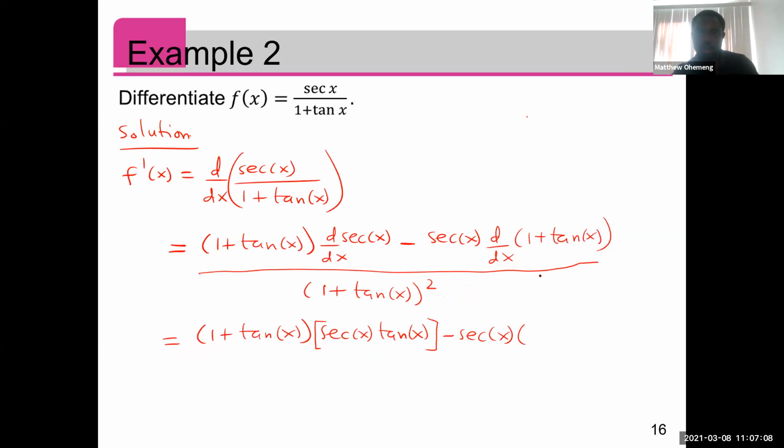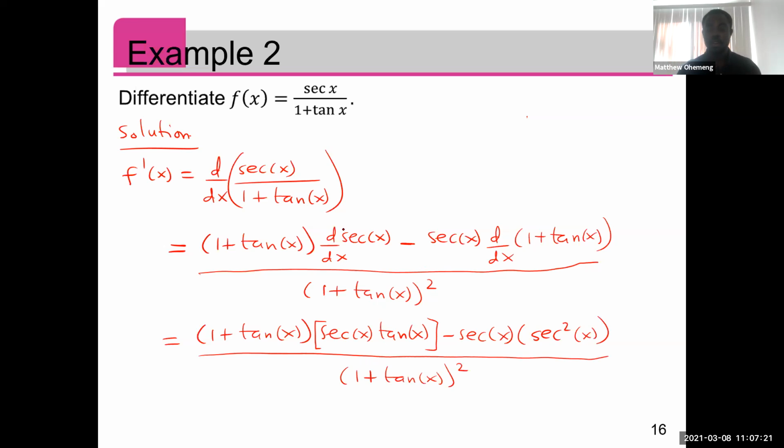Okay, so it's just secant squared of x, which is left here, and then all over 1 plus tangent of x all squared. And as I always say, when you're able to get rid of the differentiation operators, then you are done. So I can leave my answer here, and then I'm done. I will accept this on an exam or on a test, so that's your answer.